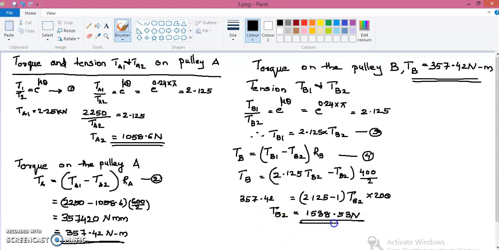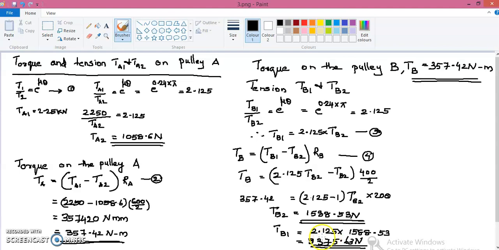So the tension acting on the slack side of the pulley we are having now. This value we can substitute in equation number 3. So substituting this value of TB2 in equation 3, we can find out TB1 is equal to 2.125 into 1588.53. So that is equal to, I'll get this value as 3375.63 Newton. So this is the tension acting on the pulley B on the tight side.